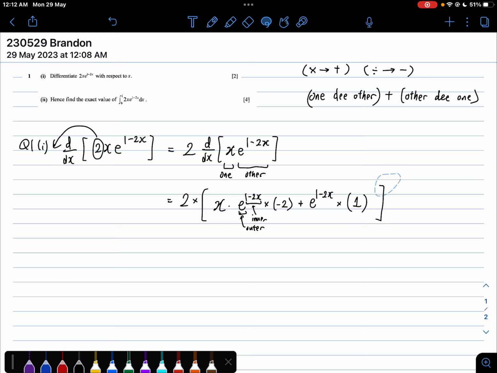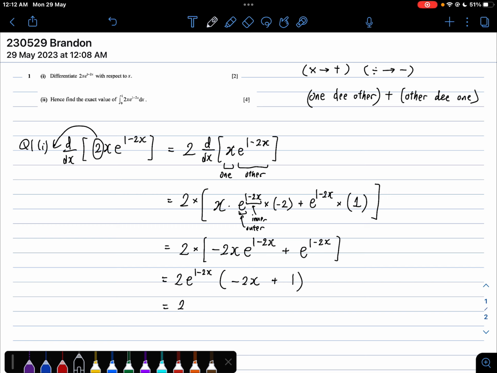Okay, good. Bring the bracket in. 2 times, let's simplify this. You have negative 2 times x, it's a negative 2x e power 1 minus 2x. This is 1 times something, so it's just e power 1 minus 2x. Anything common? Yes, e power 1 minus 2x is a common factor, so we can factor it out of the bracket. We are left with minus 2x plus 1. Okay, good. Let's make it look a little bit cleaner. This one is 1 minus 2x.